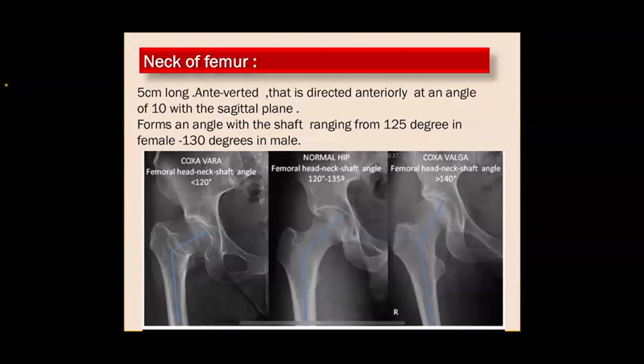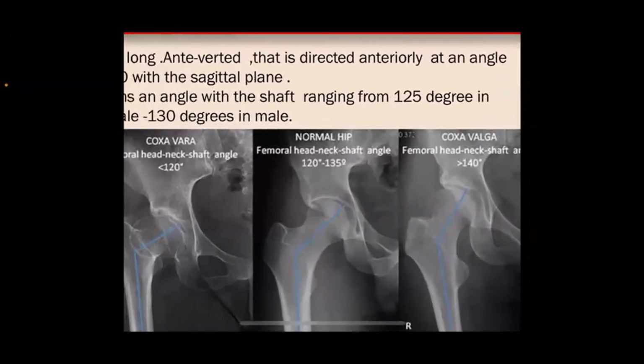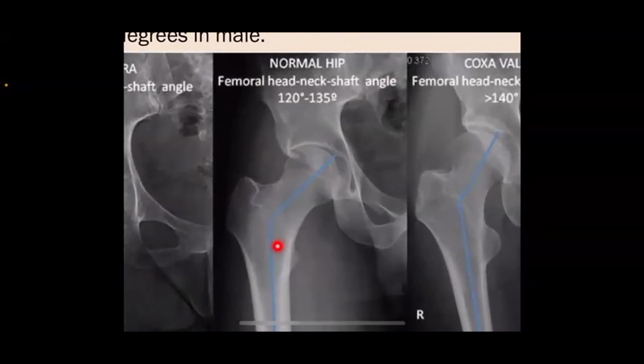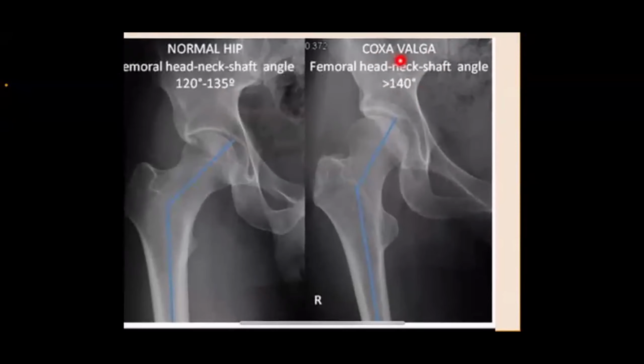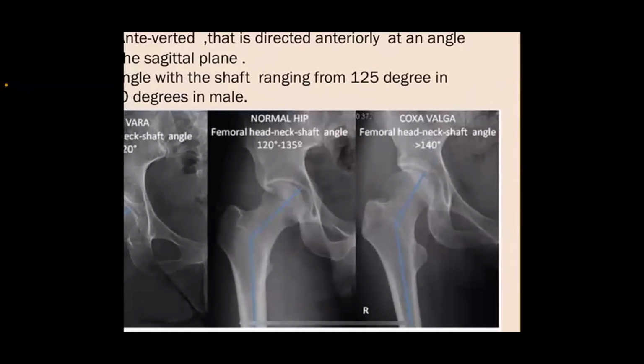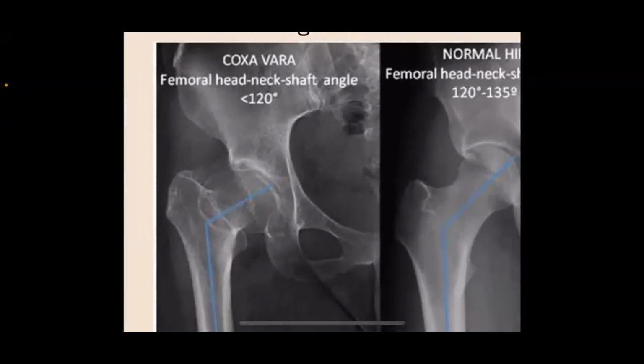Neck of femur. It is 5 cm long, anteverted, directed anteriorly at an angle of 10 degrees with the sagittal plane. Also, it forms an angle with the shaft ranging from 125 degrees in female and 130 degrees in male. So this is a normal hip with the angle of the shaft ranging from 120 to 135. More than 140, this is coxa valga, and less than 120, this is coxa vara.